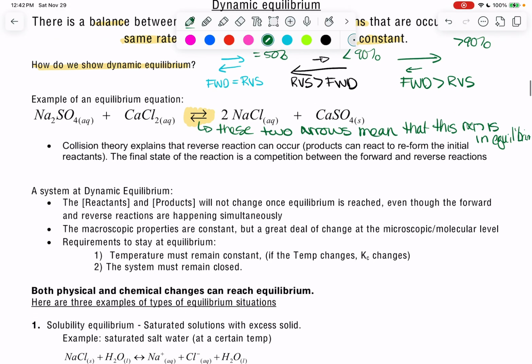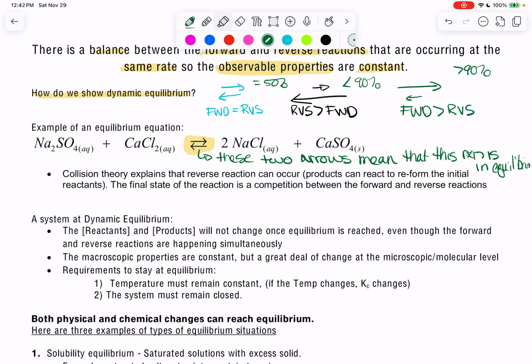How do we use theories in chemistry to explain this? Well, one of the theories that we use is collision theory. It explains that the reverse reaction can occur. Products can react to reform those initial reactants. The final state of the reaction is a competition. So the forward and the reverse reaction are competing together to determine which is going to be the most prevalent species.